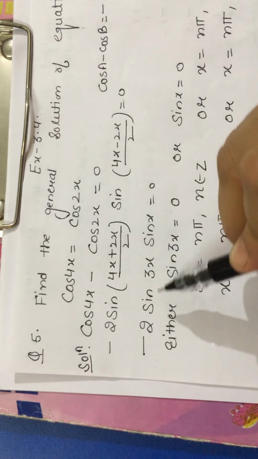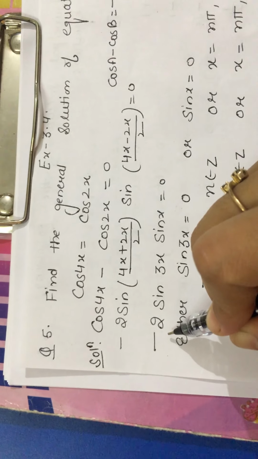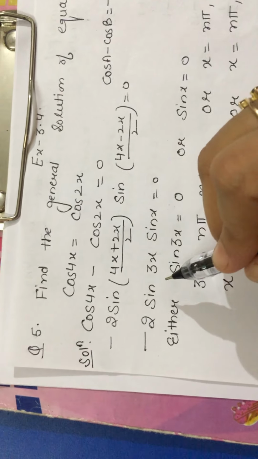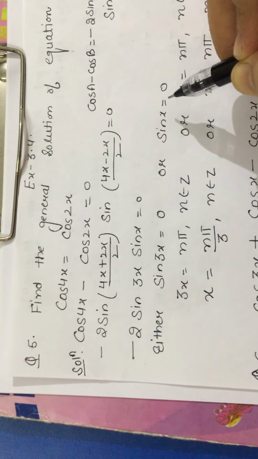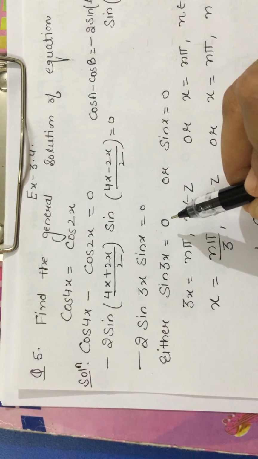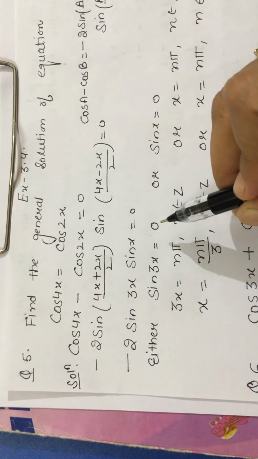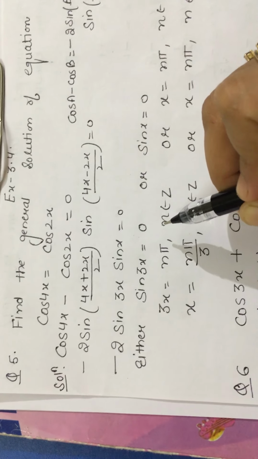Now you have multiplication of 3 terms equal to 0. But minus 2 cannot be 0. So we have either sin 3x equal to 0 or sin x equal to 0. You know that if sin theta equal to 0, then all the general solutions are given by theta equals n pi, where n belongs to integers.